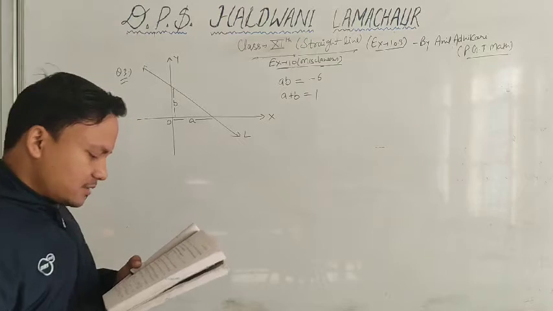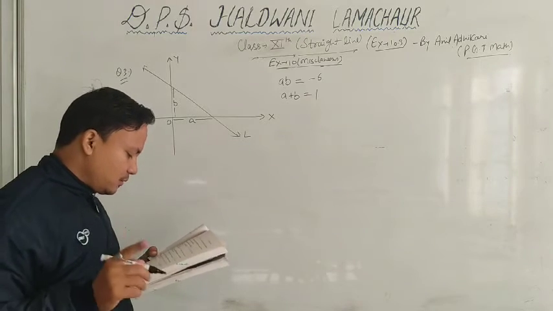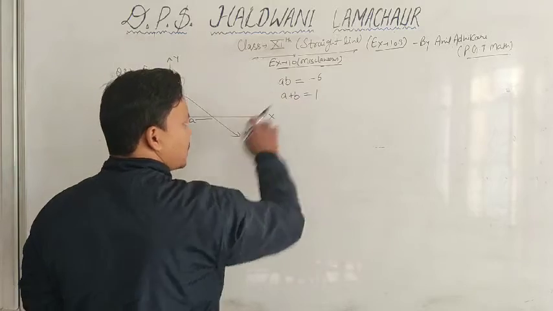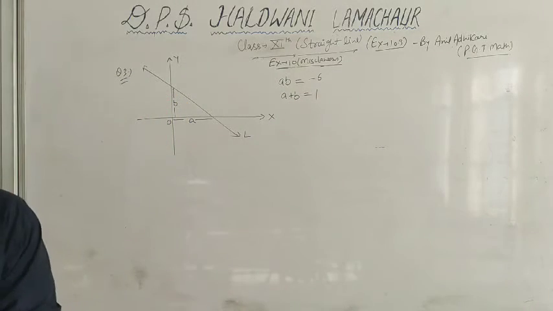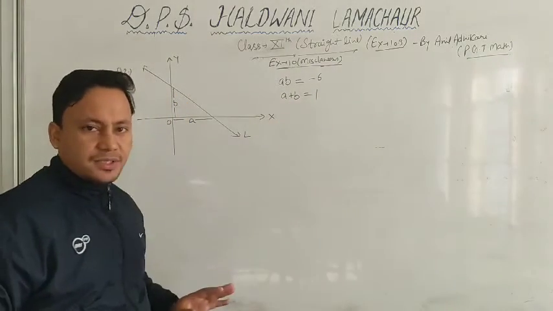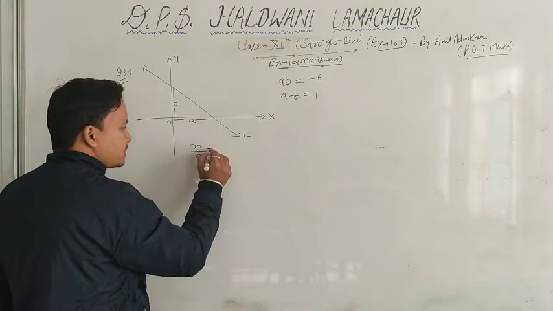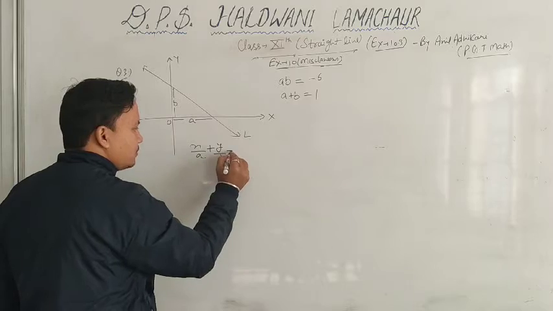Find the equation of the lines which cut off intercepts on the axes whose sum and product are 1 and minus 6. So the sum is 1 and the product is minus 6. Now what we have to do is find the values of A and B, and then apply the intercept form of the straight line, which is x upon A plus y upon B is equal to 1.